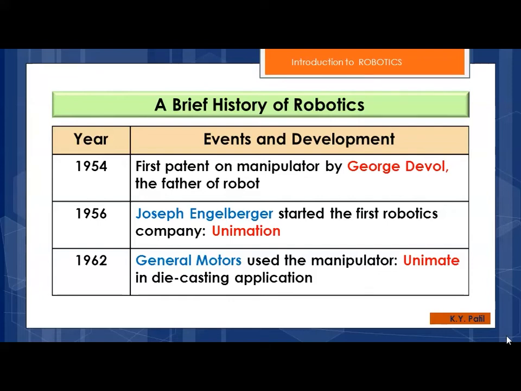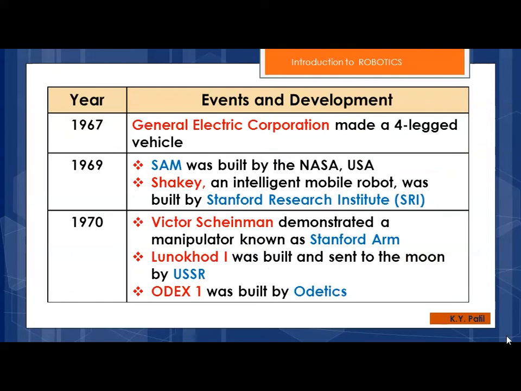Then, in the year 1962, General Motors used a manipulator. The name of that manipulator is Unimate, and this is the particular robot which was used in die casting application. Now next, in the year 1967, General Electric Corporation made one four-legged robot, and this is the four-legged vehicle that they demonstrated, and it worked well. Then in the year 1969, SAM was built by NASA USA. SAM was the name of that particular robot which was built by NASA.